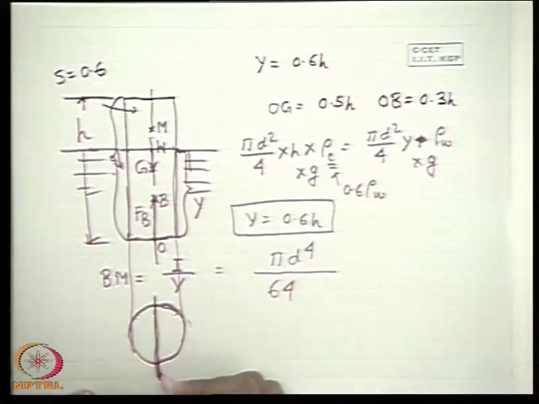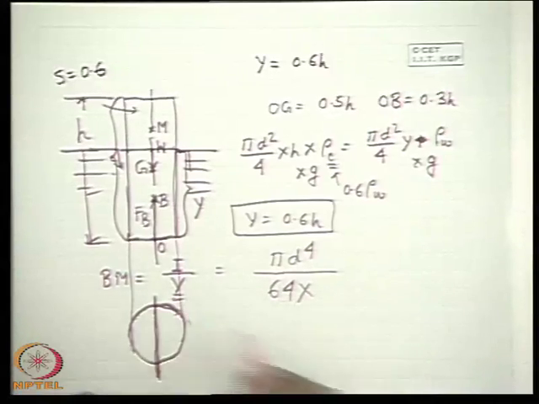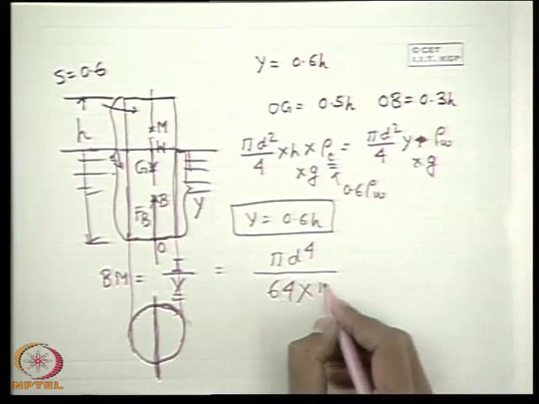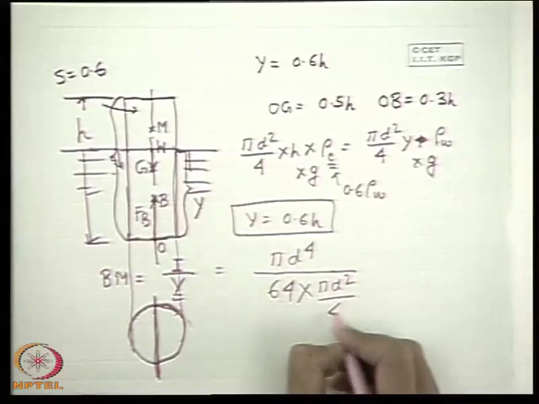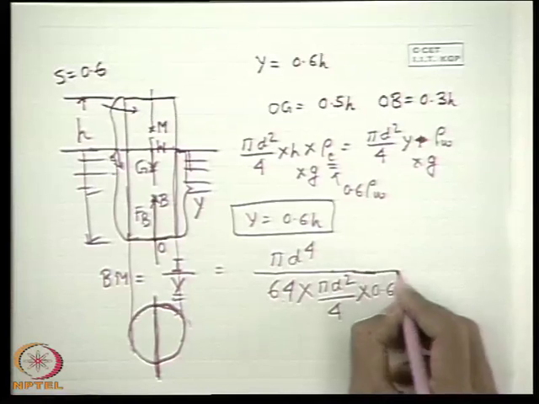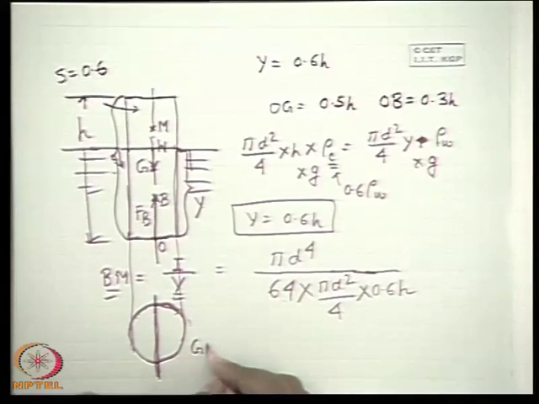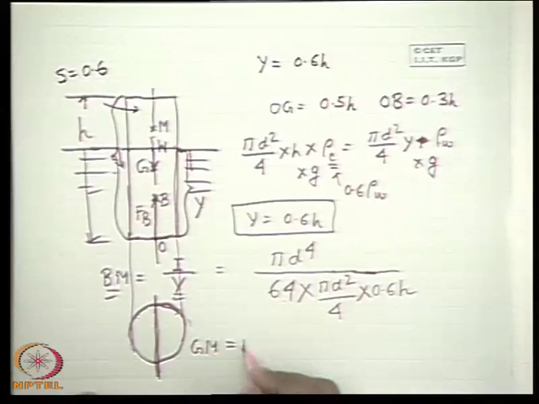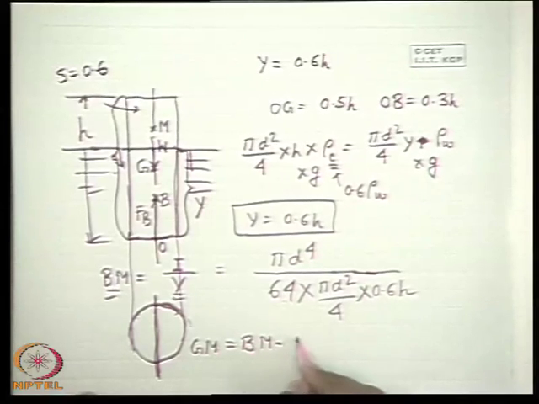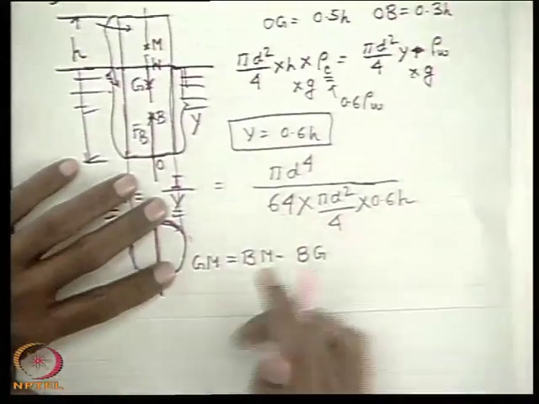This is another diameter. That means the moment of area of a circle about its diameter, divided by the volume. What is this immersed volume? Pi d square by 4 into 0.6 h. So this is equal to BM. So what is MG or GM? It is BM minus BG. You understand this? BM minus BG.